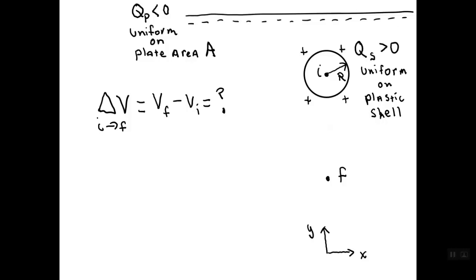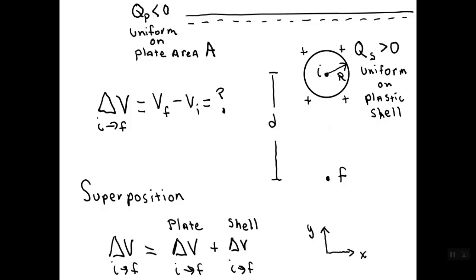But like the shell, location F is also close to the plate. Now, locations I and F differ only by their separation along the y-axis. The 2 points are a distance d apart. The problem looks a bit challenging at first. The key here is to use the idea of superposition, namely, the total change in electric potential from I to F will be the sum of the change in potential due to the plate and the change in potential due to the shell.